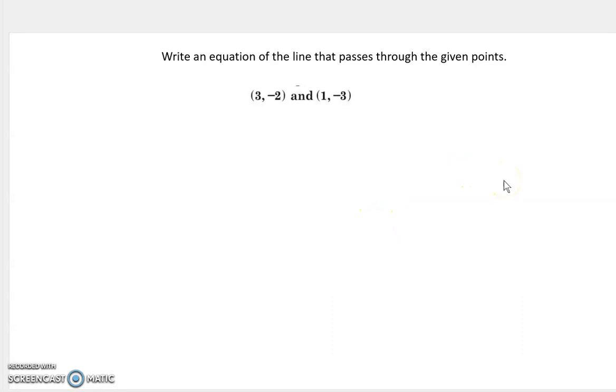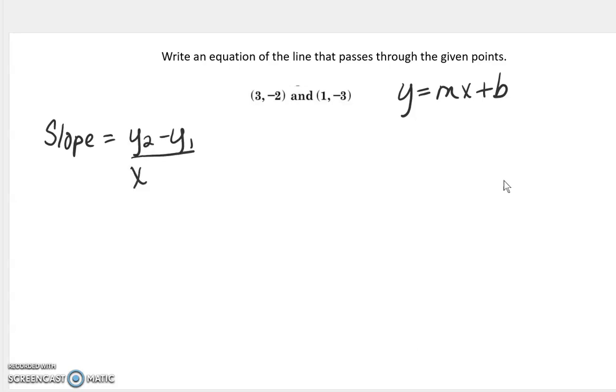Write an equation of the line that passes through the given point. So this tells you you're going to need it to look like this: y equals mx plus b. You're going to have to find the slope. So how do we find the slope? Well, you're going to have to use the formula y2 minus y1 over x2 minus x1.